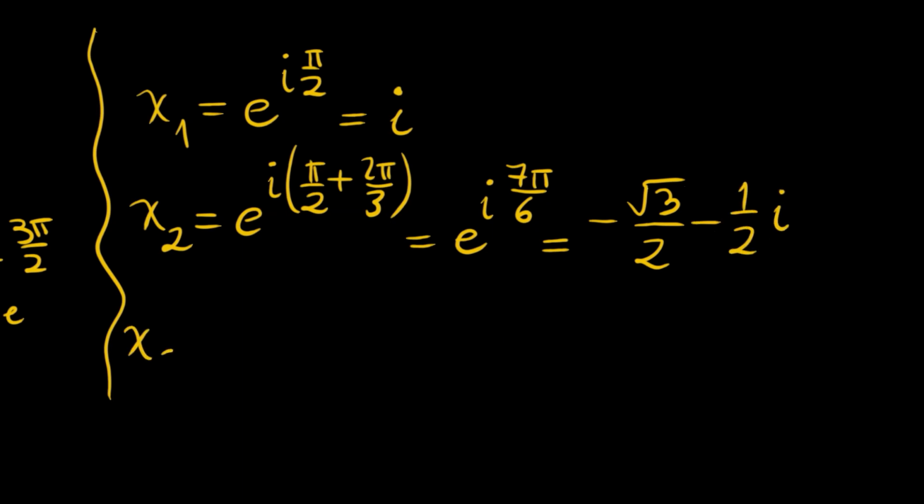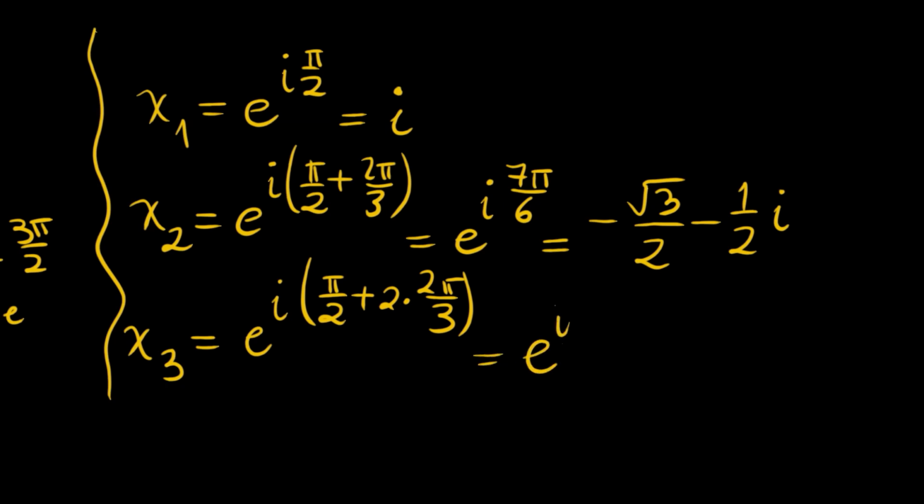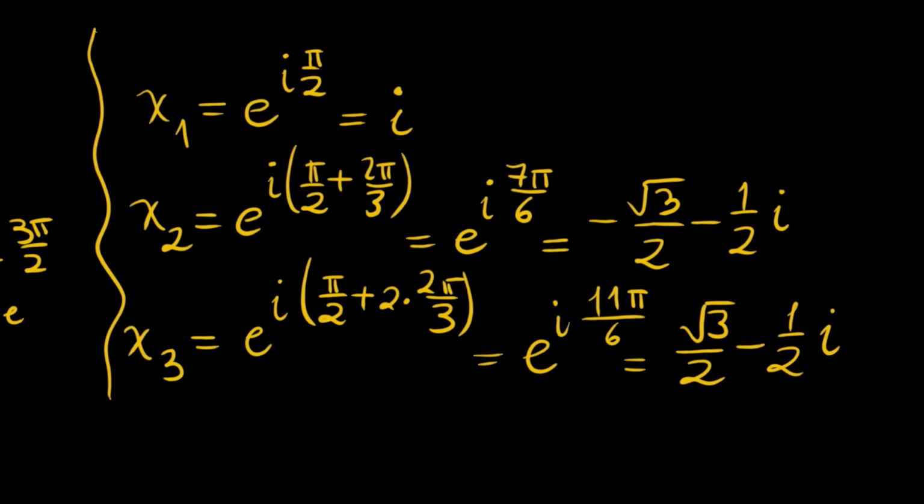And the third one is equal to e to the power of i times pi over 2 plus 2 times 2 pi over 3. This will become e to the power of i times 11 pi over 6, and that should be the other root we have found from the quadratic formula, root 3 divided by 2 minus 1/2 times i. And this is the other solution.